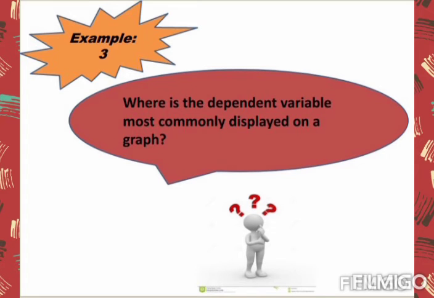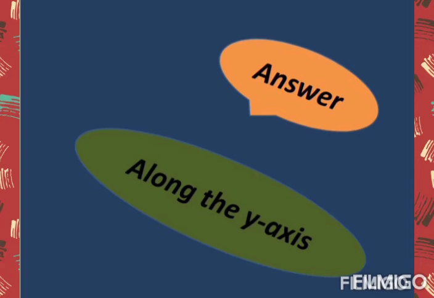Here is another question for you: where is the dependent variable most commonly displayed on a graph? You have to identify where the dependent quantities are most commonly displayed. Here is the answer: the dependent quantity is always graphed on the y-axis. The y-axis is the vertical line in a graph, so the dependent quantity is always mentioned on the y-axis.